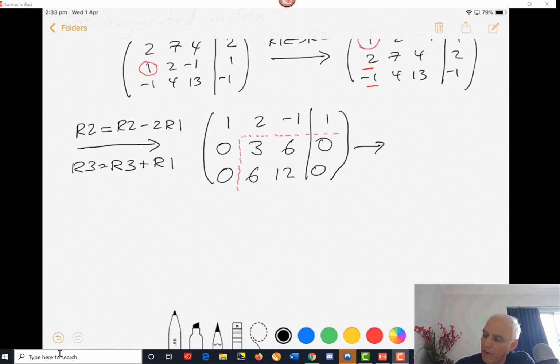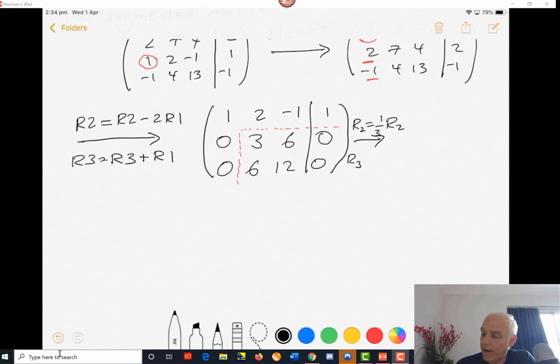Well, maybe I'll do a little bit of cleaning up. I'm going to replace row 2 with 1/3 of row 2, right? This has a common factor of 3. I'm allowed to multiply all the elements in a row by a constant. So I can multiply by 1/3. That will simplify that row. And similarly, once I look at it, I see that row 3 has this common factor of 6. And I might as well replace row 3 with 1/6 row 3. Okay. What happens when I do that?